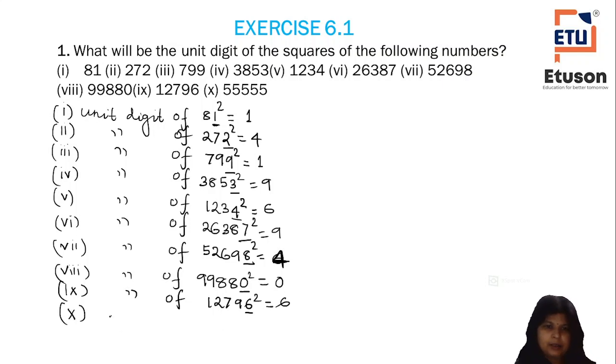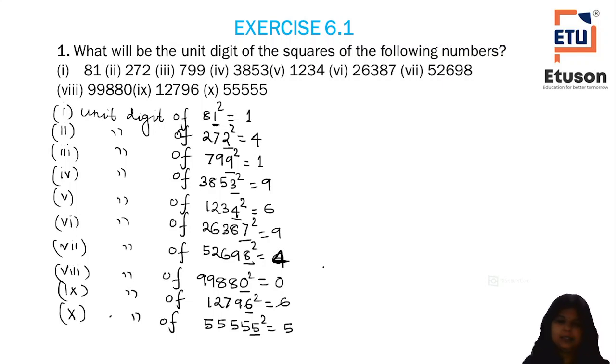Then the last one, your number is 55,555 whole square. So unit digit is 5. So here also in the square you will get unit digit as 5. Correct? So now let us go to the next question.